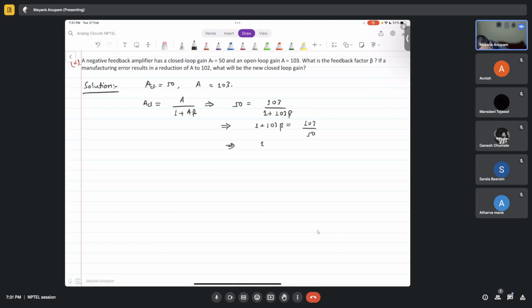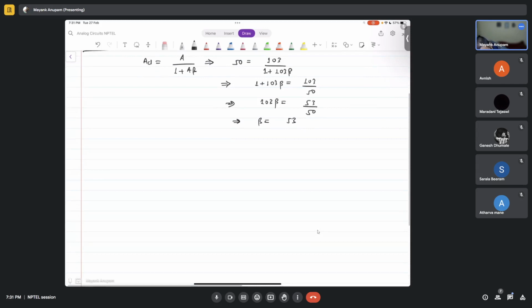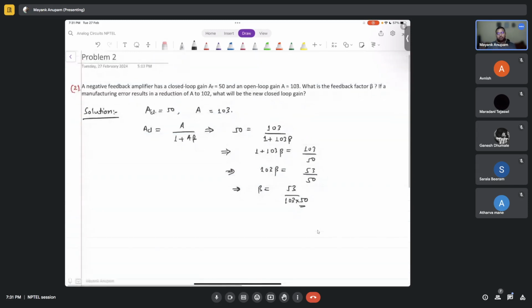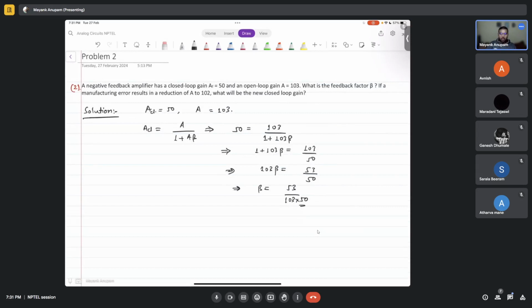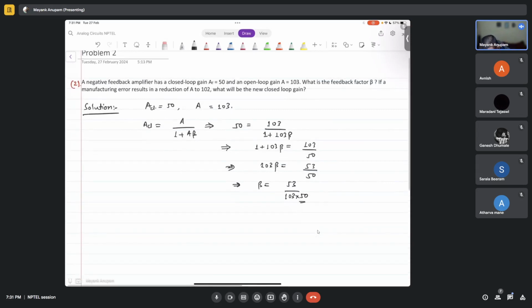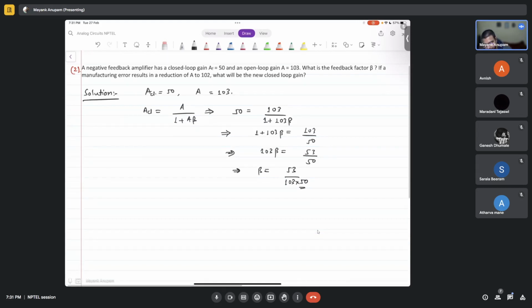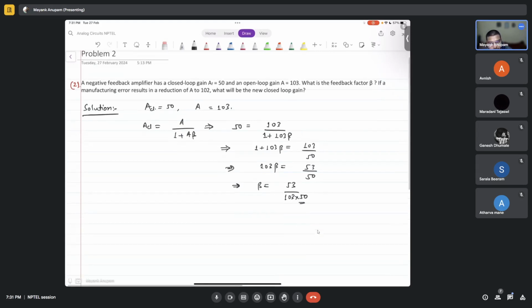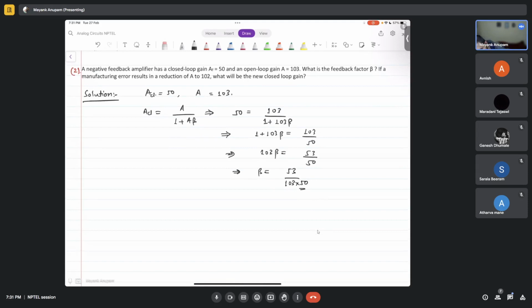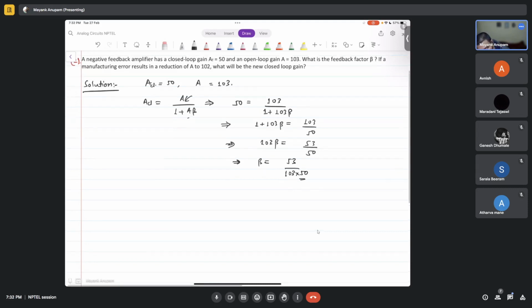So quickly tell me what this will be. Good. Now if a manufacturing error results in a reduction of A to 10^2, what will be the new closed loop gain? Tell me. If this A varies slightly, what will be the effect? What will be the overall closed loop gain in that case?